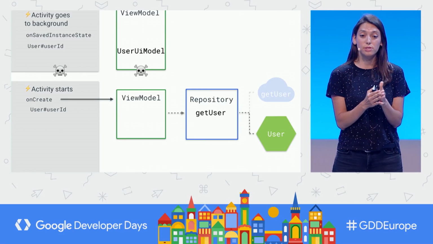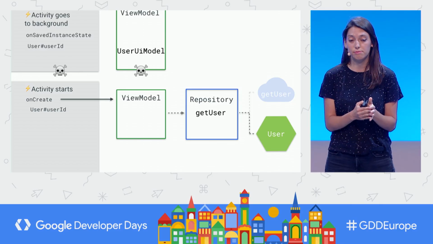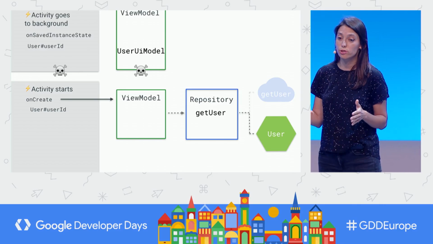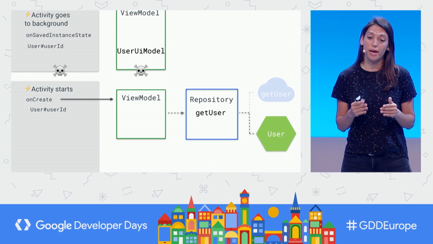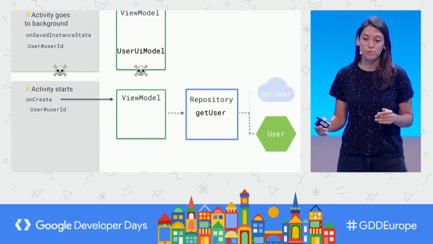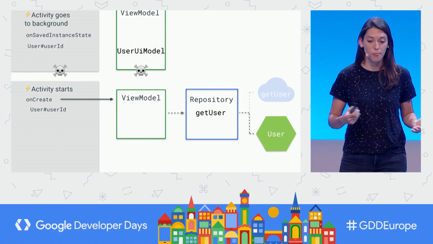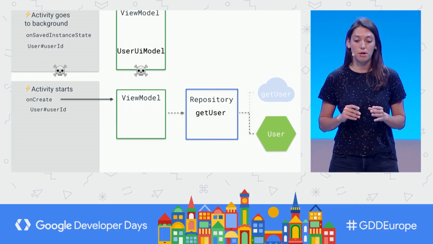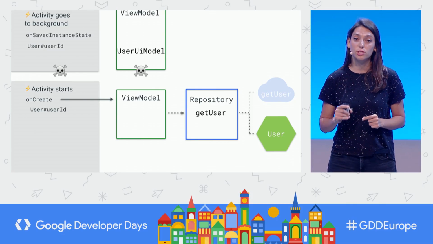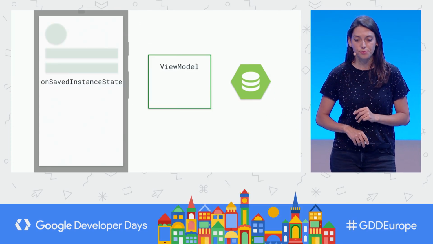So what we can do is just inform the view model about the user ID that we're interested in, and then the view model will just talk to the repository to get the user. The repository already has that information in the database, so we no longer need to do another network request just to get the user. So onSaveInstanceState allows us to have the minimum amount of information that we need to restore our UI without doing any extra network requests.